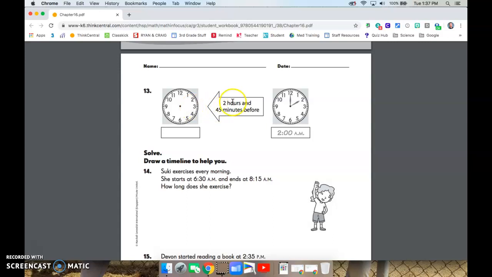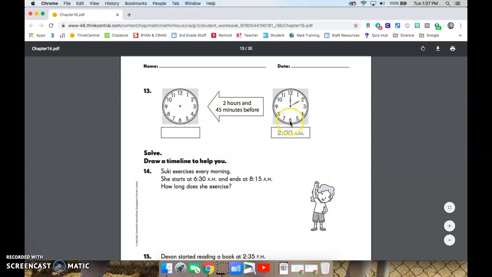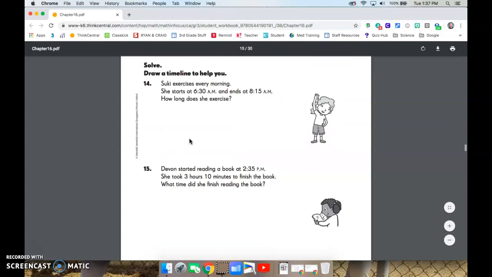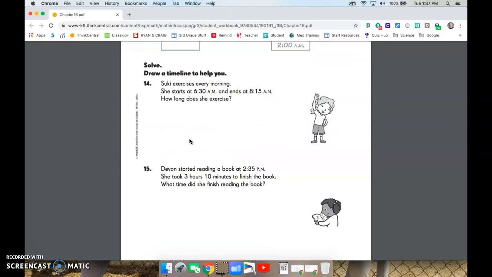Because we jumped from midnight to the morning. So working backwards, we went from very early morning to just before midnight. All right, number 14, draw a timeline to help you.